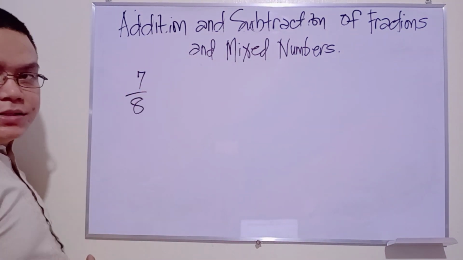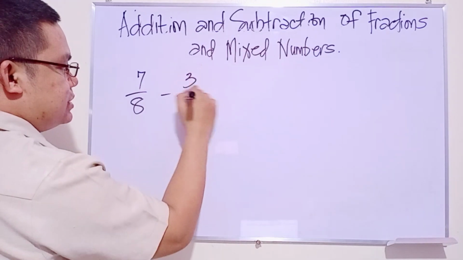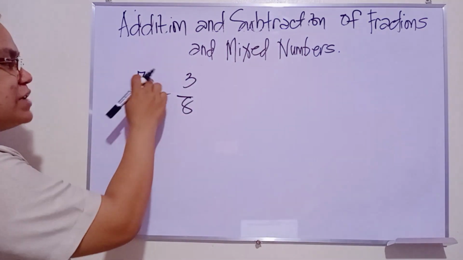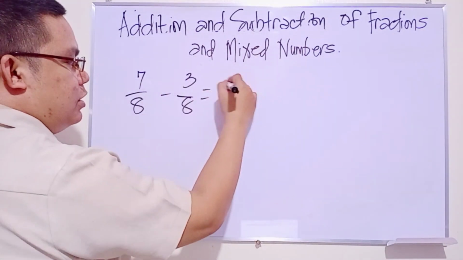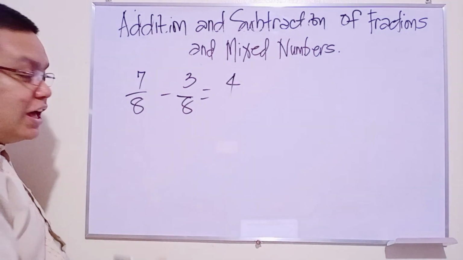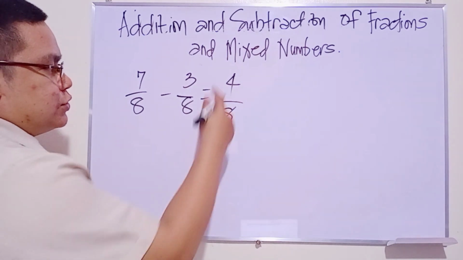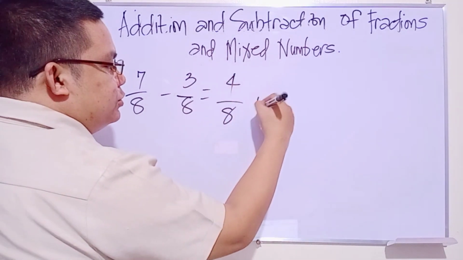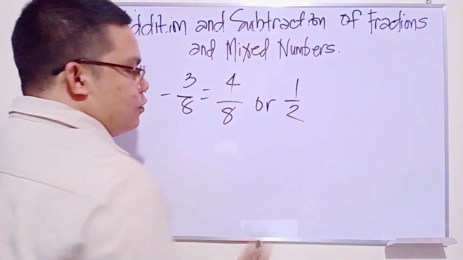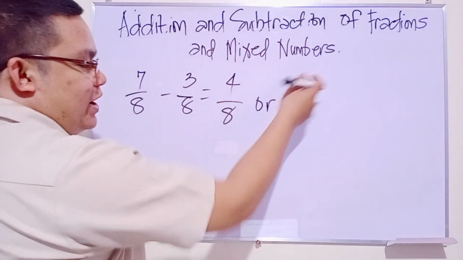Another, 7 over 8 minus 3 eighths. So 7 minus 3 is equal to 4. Copying the common denominator 8. So 4 over 8 can be reduced into 1 half. Or in lowest term, that is 1 half.